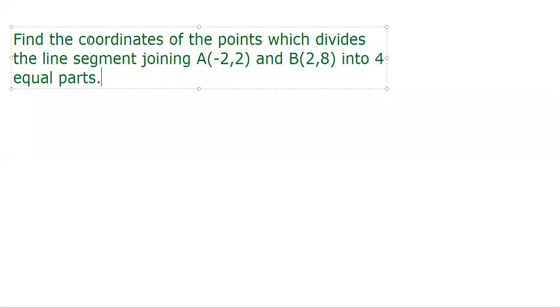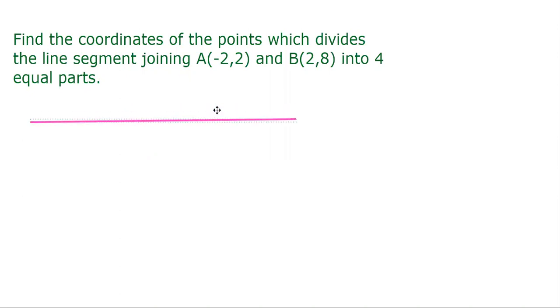So this is our next question. Find the coordinates of the points which divide the line segment joining A (minus 2, 2) and B (2, 8) into 4 equal parts. In the previous case, it was into 3 equal parts. Now it is into 4 equal parts. So this is AB, with the coordinates 2, 8 here, and here it is minus 2, 2. It is divided into 4 equal parts.